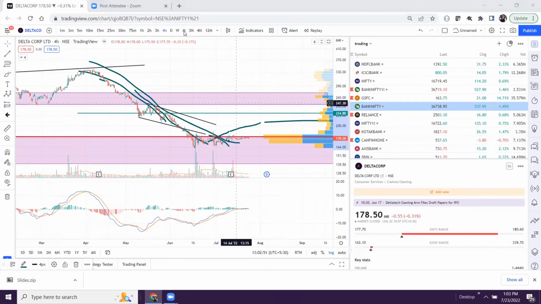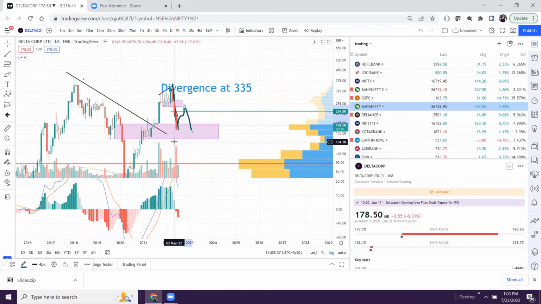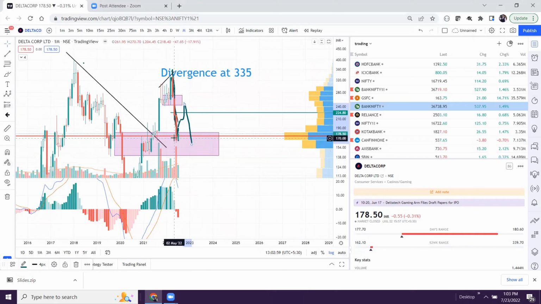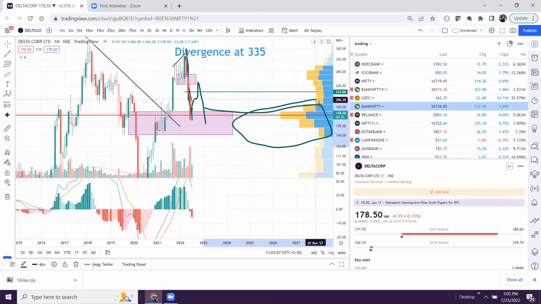So this is not actually a bullish trade, right? But see why it will go up. I have already drawn that also. This is actually a demand zone. You can see there is a demand zone, and you can see on the volume profile also, this is a big volume node. So which means you can get an up move.